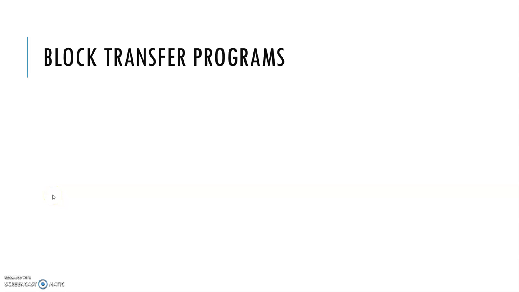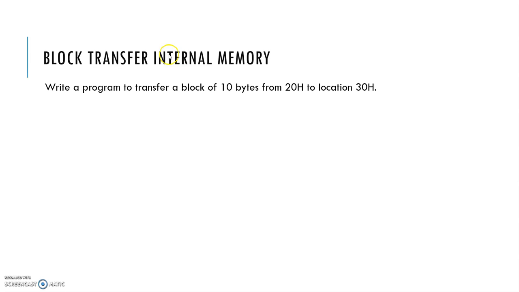Next, let's see block transfer program. Block transfer program means we are transferring a block from one memory location to a different memory location. This can be transferred inside the internal memory, from internal memory to external memory, or between the external memory, from an external memory location to a different memory location, and external memory. So let's see first the block transfer internal memory.